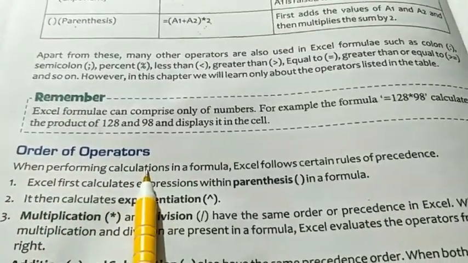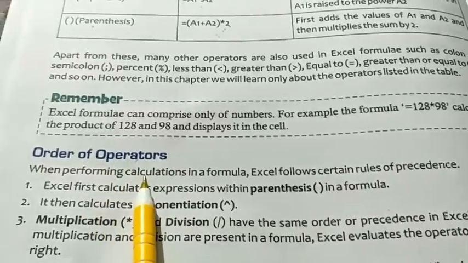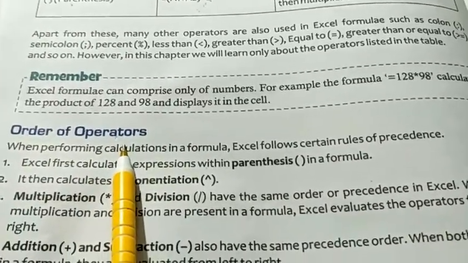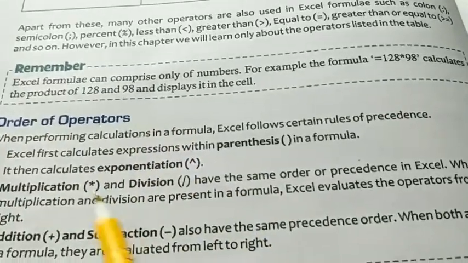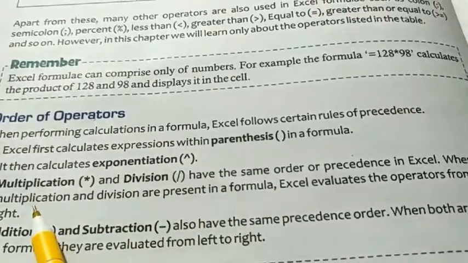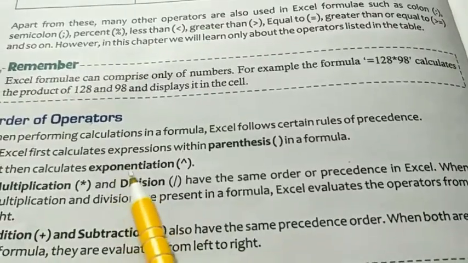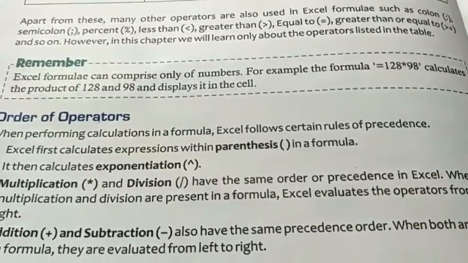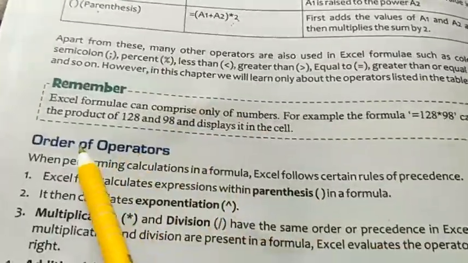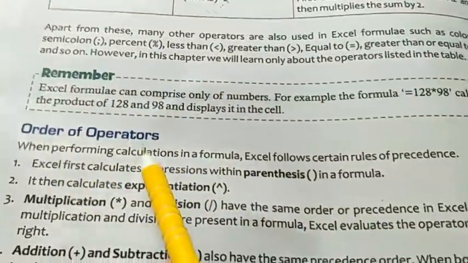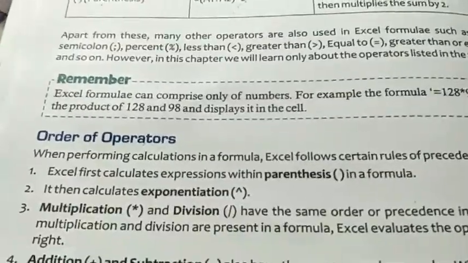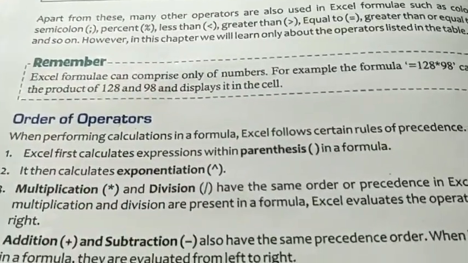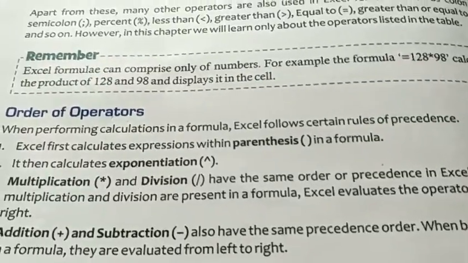First you have to know what operators are. Operators are symbols used in a mathematical calculation, like plus, minus, division, multiplication, exponentiation, parentheses, etc. Now what is order of operators? Order of operators means in which order you will start calculation, which operator will be calculated first.